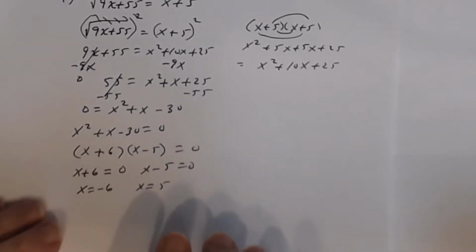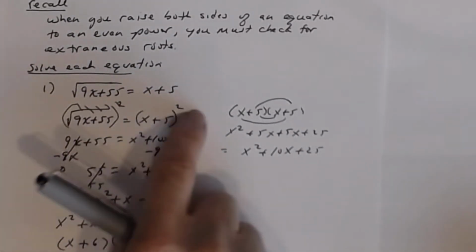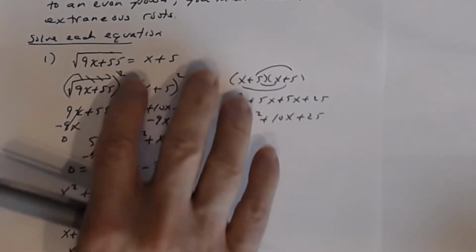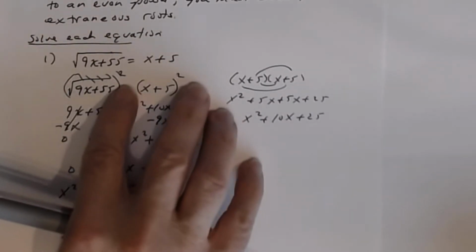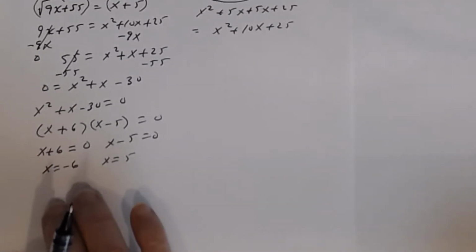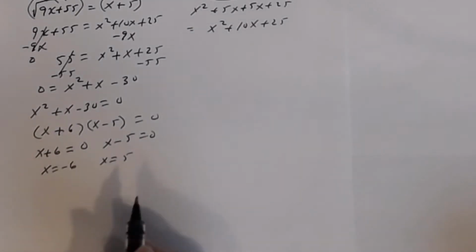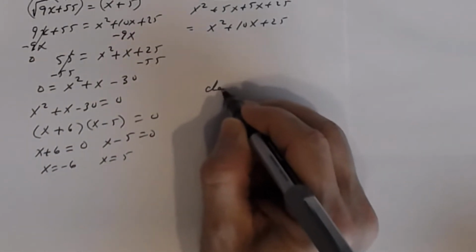you have to check for extraneous solutions because you raise both sides to an even power. 2 is an even number. So if you square both sides, or you raise both sides to the 4th power, or the 6th power, you have to check for extraneous roots. And so we have to check for extraneous roots. So let's go ahead and check.